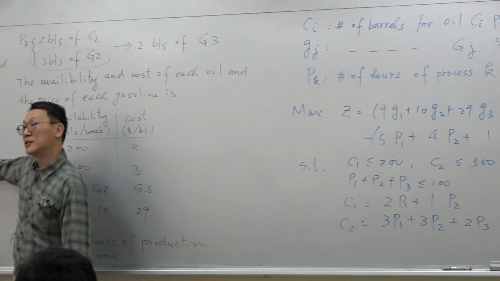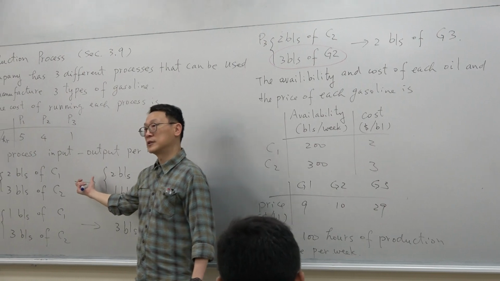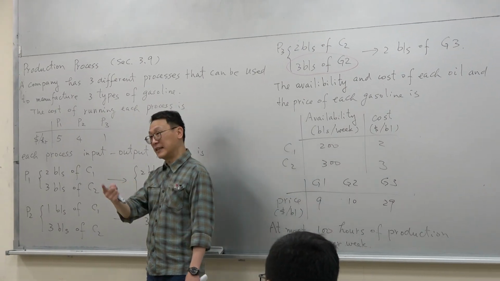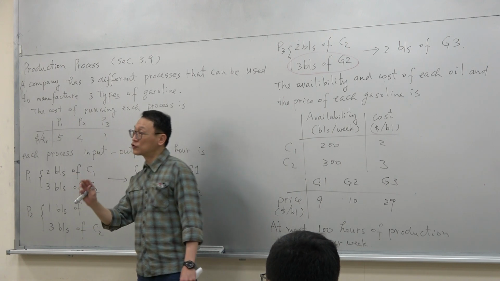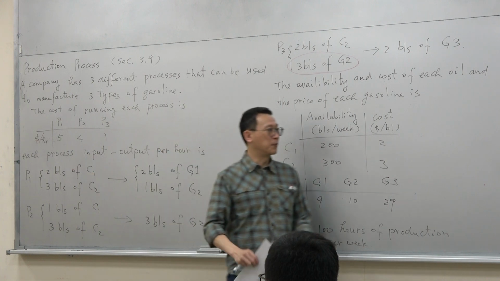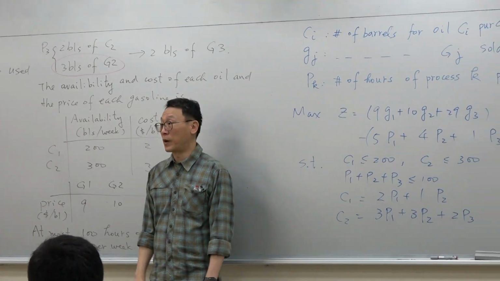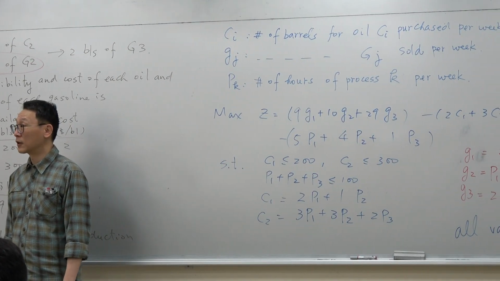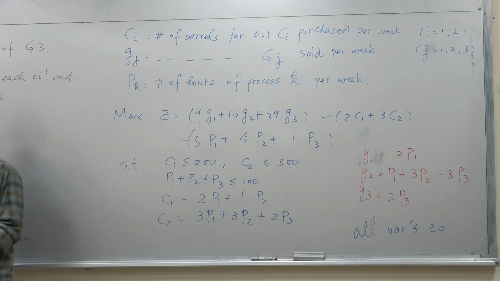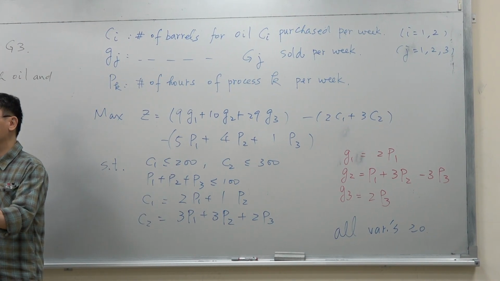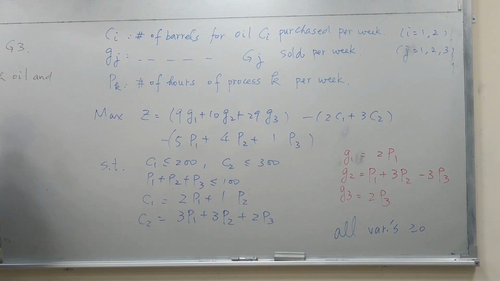So I need this detailed input and output. For example, in 1 hour of process 1, I need 2 barrels of C1. So I transform from hours to barrels. 1 hour of P1 needs 2 barrels of C1. We try to do this kind of transformation. In the future, your formulation probably has different types of units, and sometimes you need to unify them. You need some transformation.